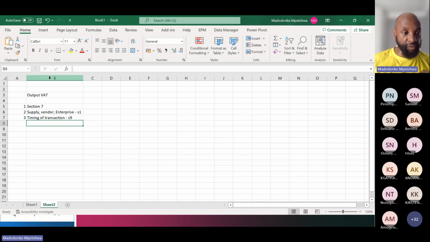Okay. All right. So we talk timing of transaction, but the other thing I want to emphasize with you guys, you need to go into Section 9 of the VAT Act because certain transactions are then dealt with separately. Because, for example, let me just see a quick example.